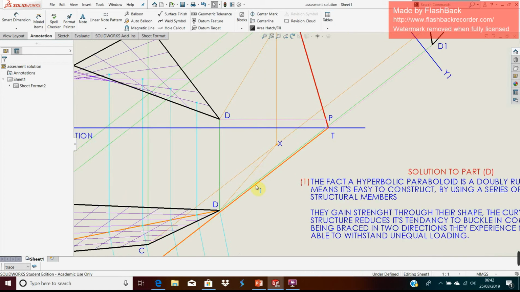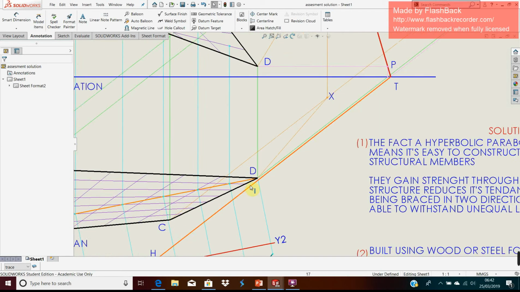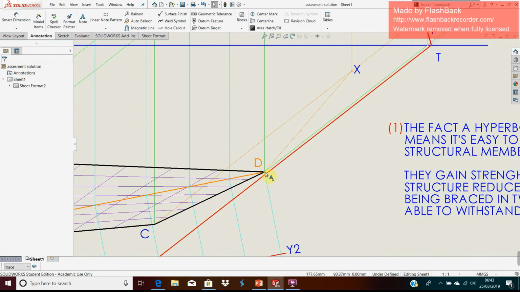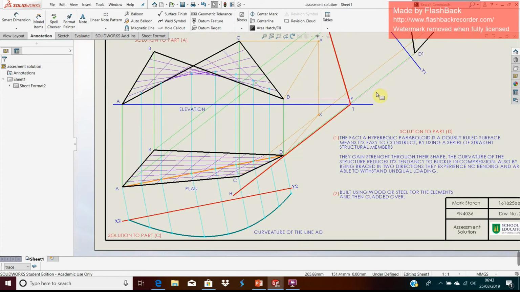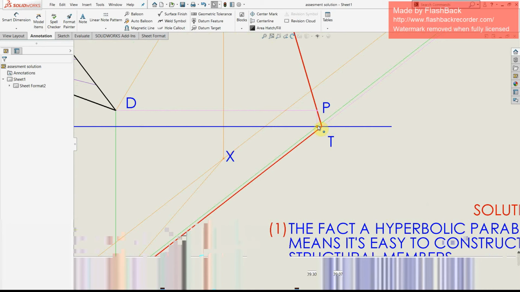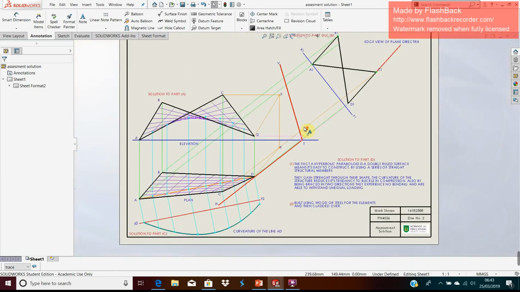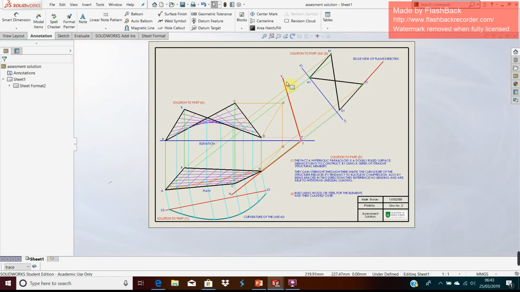We want to find our vertical trace, so we're just basically using the oblique point projection method. So we're taking from our point D a line parallel to our horizontal trace to cut the XY line. Then from D in elevation, we take a line straight across, and we take a line up from where we cut our XY line, and where that cuts the line we've brought across will give us a point on our vertical trace. So that's how we find our vertical trace there, and our horizontal trace shown in red.